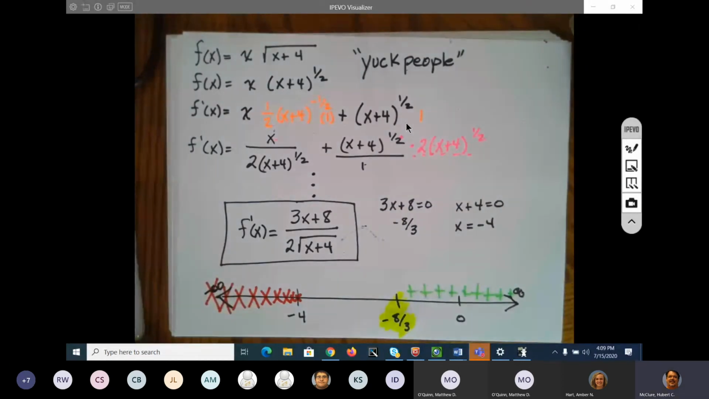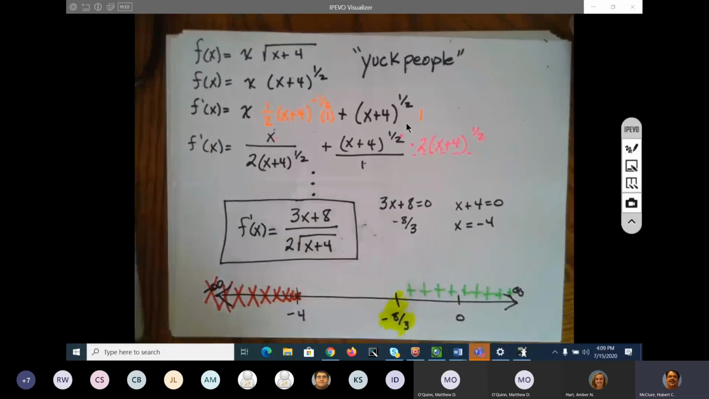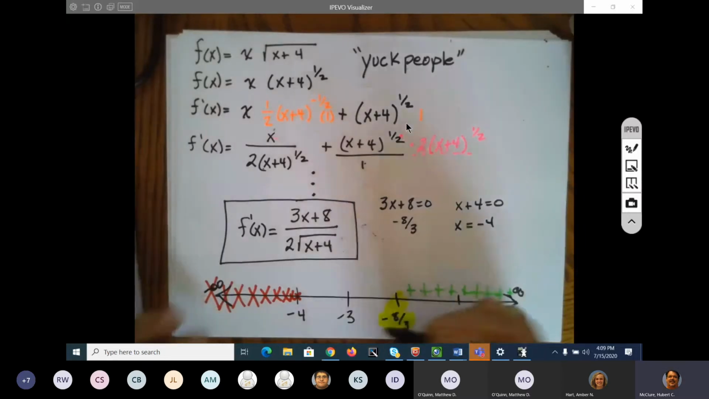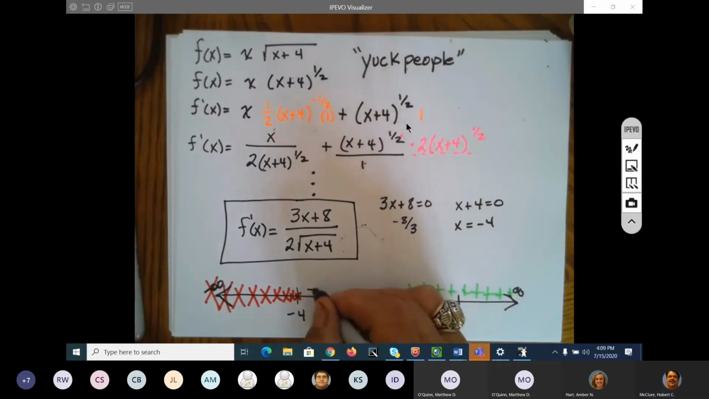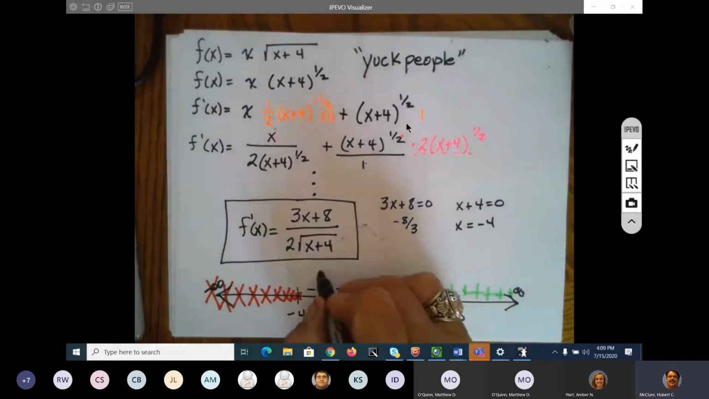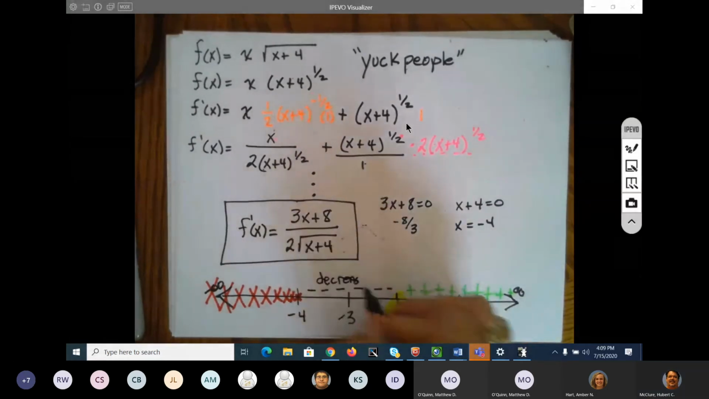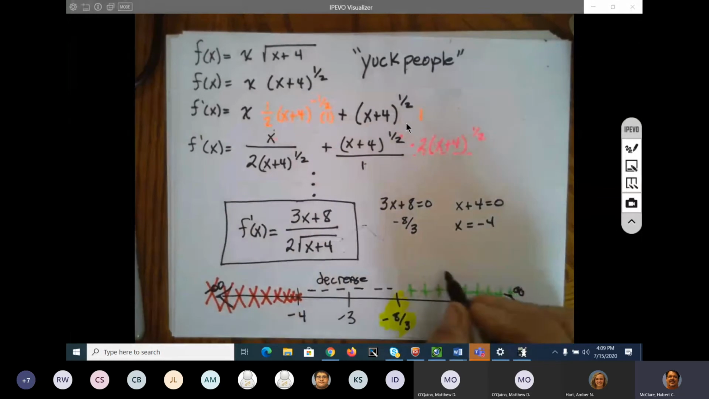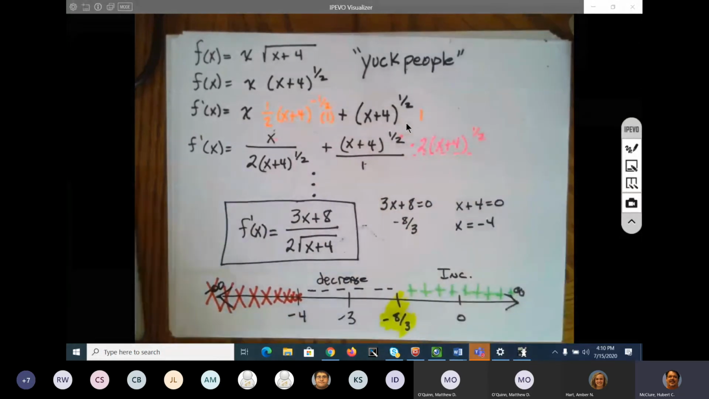And plug in -2. Let's see, what is that? -3. Plug in -3. If you plug in a -3, you're going to get -9. You're going to get a negative up top and a positive on the bottom. So that means what are you going to get? You're going to get negatives. So we're decreasing here and increasing here. Okay, now what?